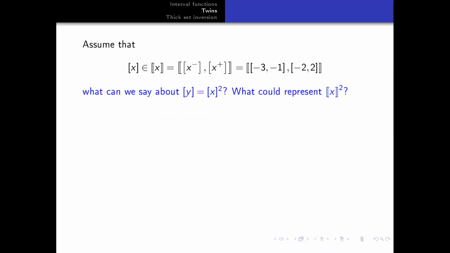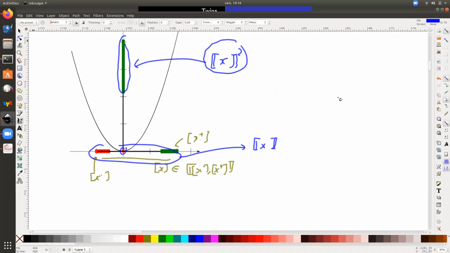Okay, so I will consider an example just to explain how we can compute this, just for the square. So I take an interval which belongs to this twin, and I consider this example. Now I want to understand what we mean if I say that y is the square of x. What does this represent, and how do I compute it? So that's what I will do now.